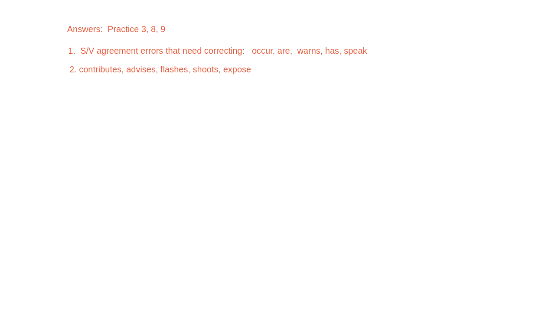Okay, good. So there are 5 subject-verb agreement errors in this part of the practice, and I put them up there on the screen. These are the corrections we need to make: contributes, advises, flashes, shoots, and then expose. All right, looking good. Let's go to the next homework assignment, practice 8. And let me know if you have any questions as we're going along.